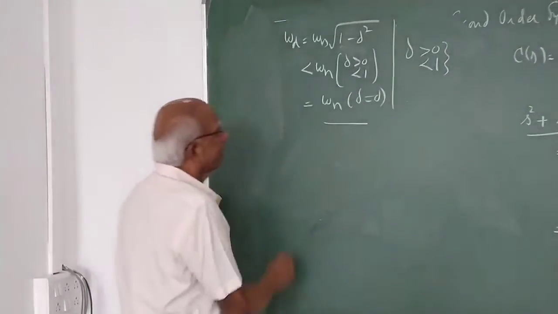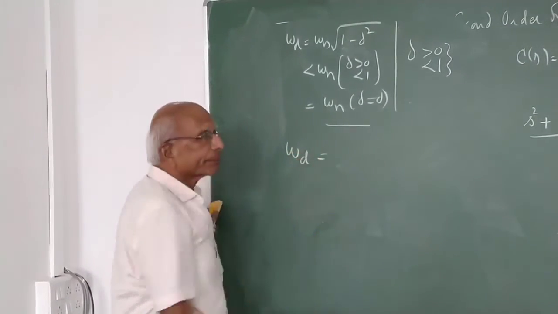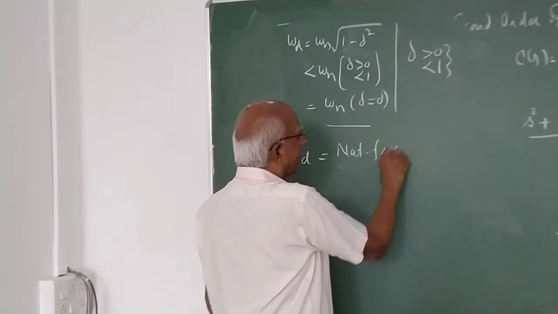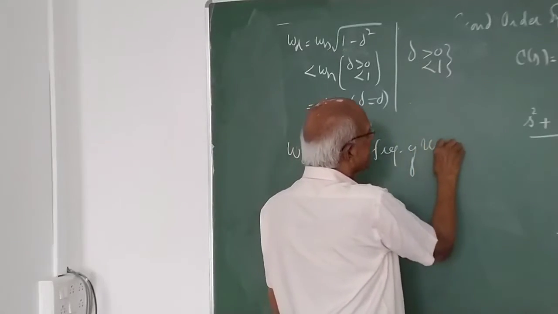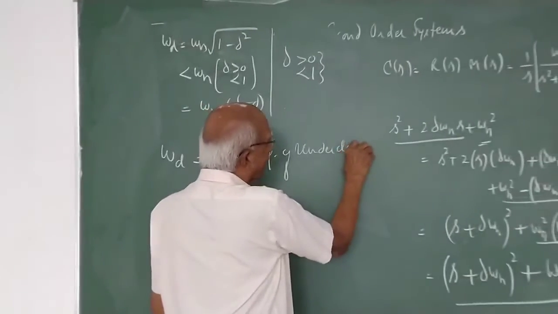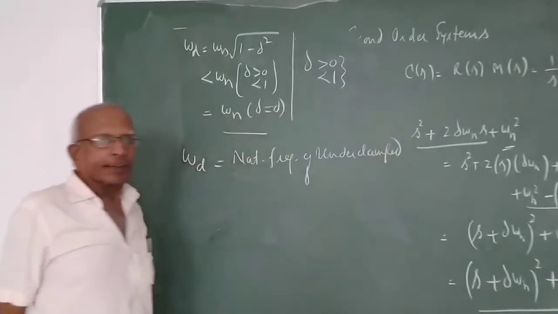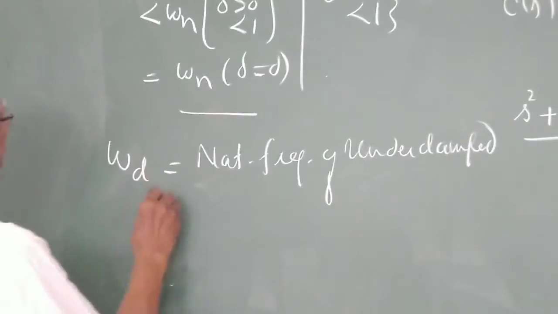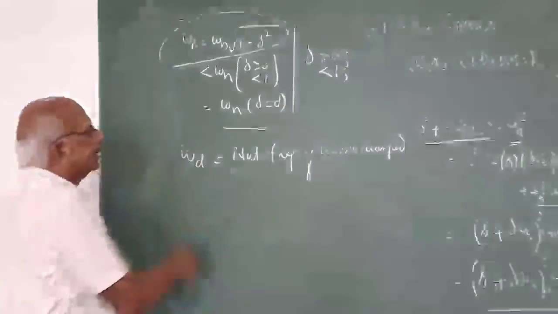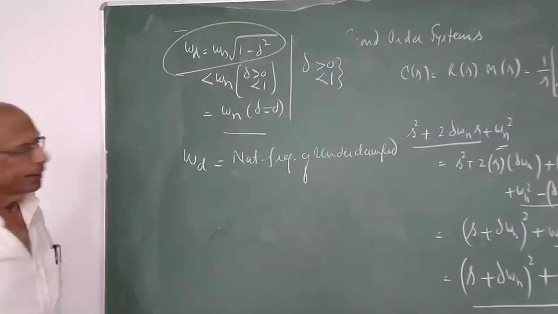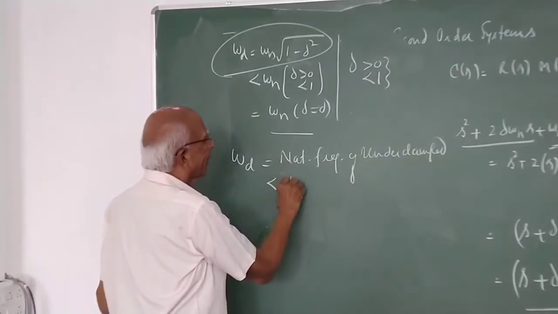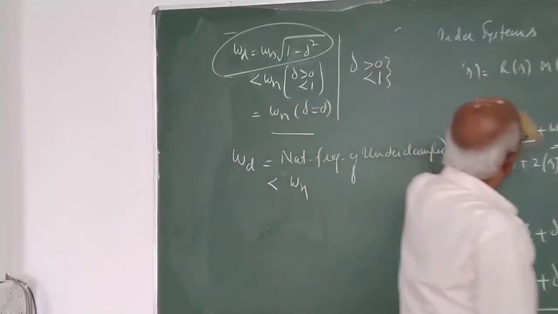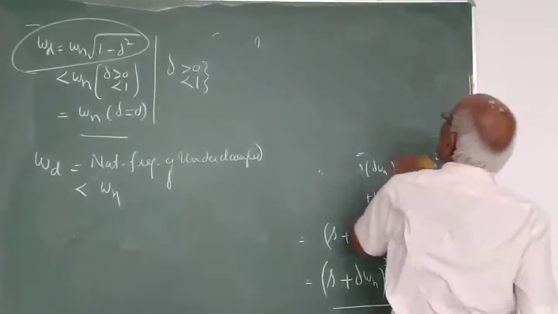Follow? This omega d is therefore called the natural frequency of the underdamped system. For the undamped system, delta is equal to 0. Please remember this, it comes quite often in revision: omega d is less than omega n, omega n is greater. With this in the background, we will rewrite the expression for C of S.